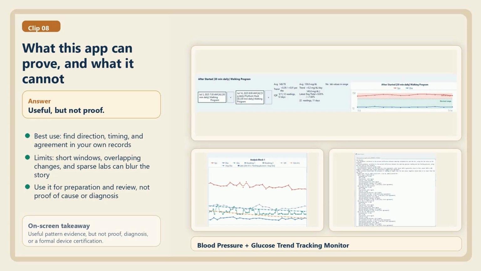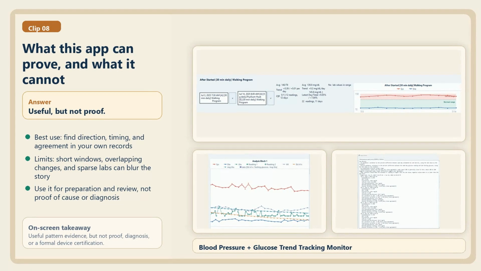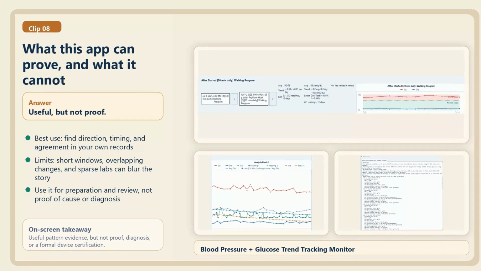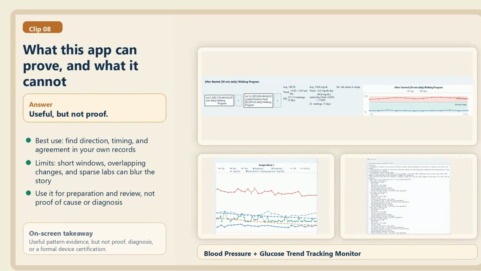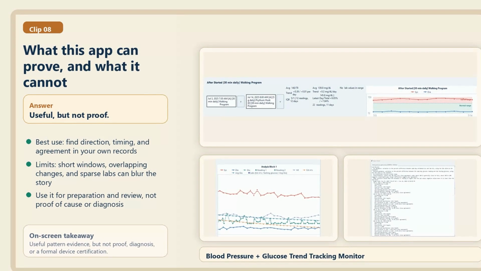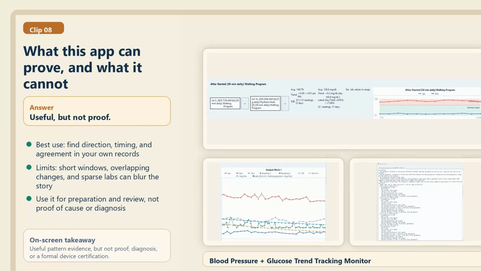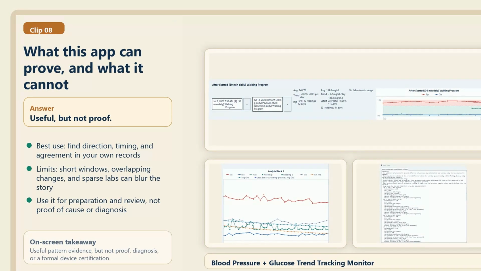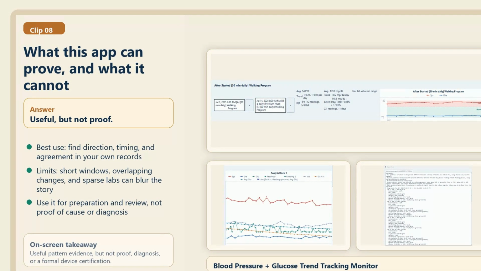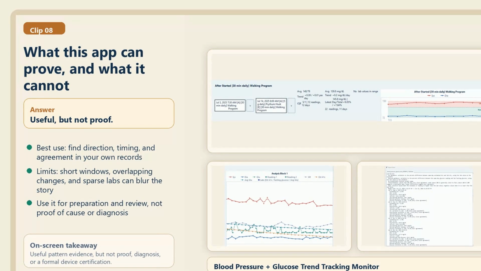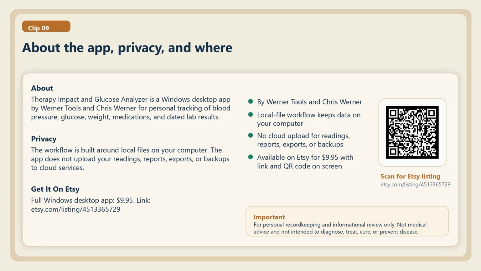What this app can prove, and what it cannot. The right conclusion is disciplined, not dramatic. This workflow can show direction, timing, agreement, and hidden structure in your own recorded data. It cannot prove causation, replace medical judgment, or certify a device with formal FDA authority. Short windows can mislead, overlapping treatments can blur the signal, and sparse lab data can leave uncertainty on the table. So the best use case is private review at home and better preparation before appointments. The app helps you stop missing patterns. It does not give you permission to overclaim them.